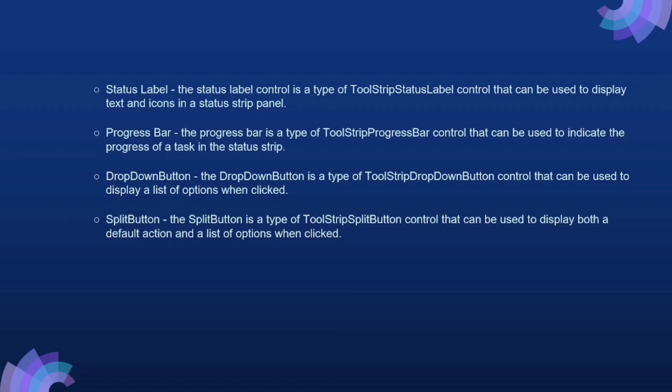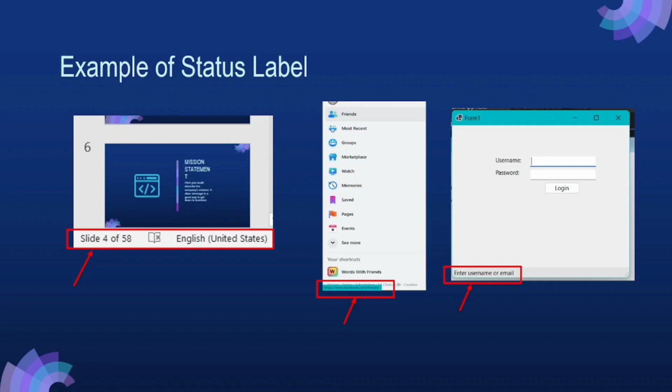Now, in drop-down button, it is a type of tool strip drop-down button control that can be used to display a list of options when clicked. And for split button, it is a type of tool strip split button control that can be used to display both a default action and a list of options when clicked. Now let's take a look at the example of each option.